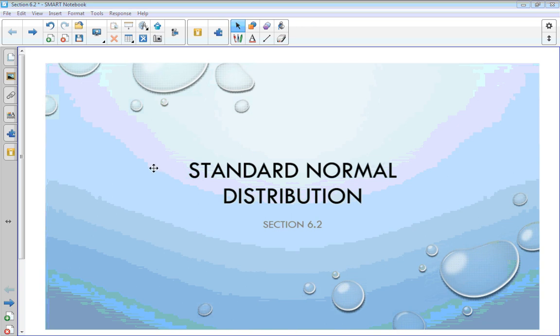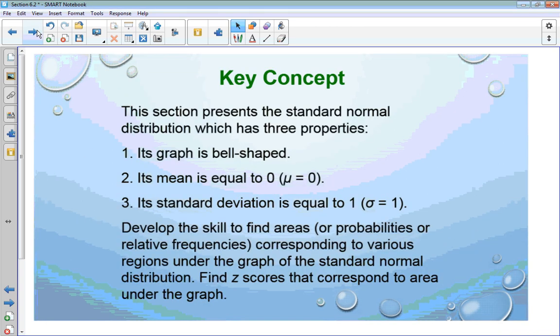Hello everyone, this is our lesson on the standard normal distribution, which is our chapter 6 lesson. It's the first lesson, and we're going to talk about the standard normal distribution, and this is a very important concept of our statistics course. The standard normal distribution has three properties.